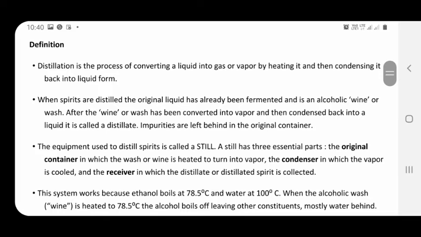Spirits are examples of distilled drinks, and the plants producing spirits are known as distilleries.